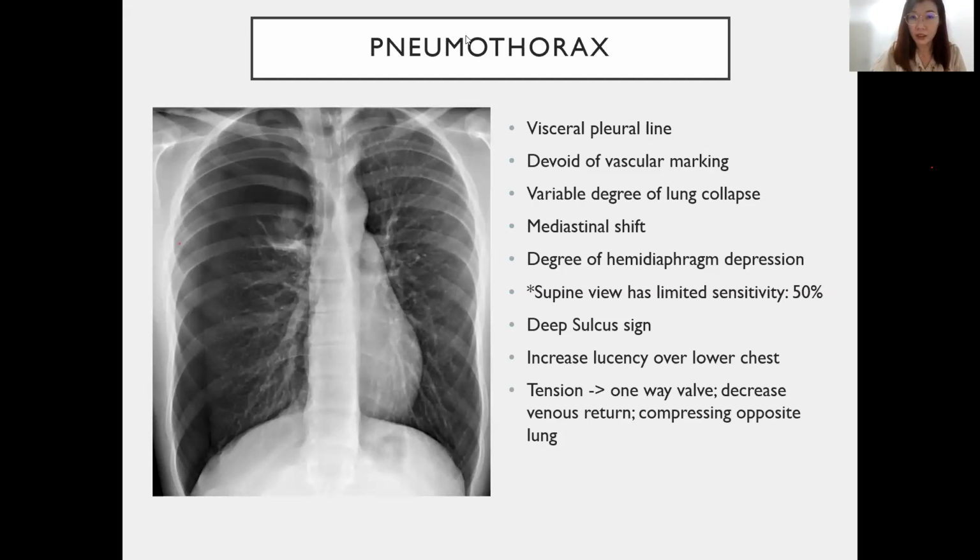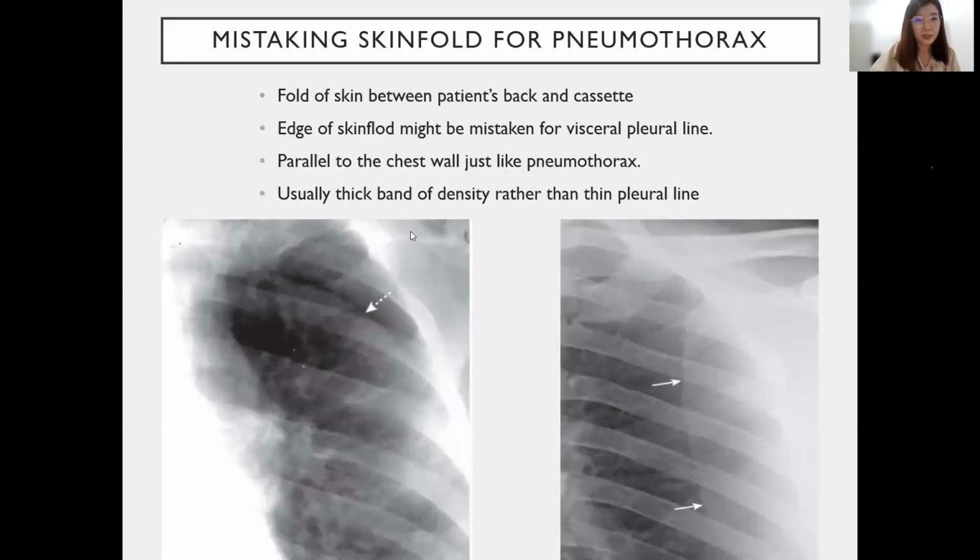So again, for pneumothorax, identify the visceral pleural line, devoid of lung marking laterally. If it's associated with mediastinal shift or variable degree of lung collapse, then we need to assess whether it's tension or not, okay?